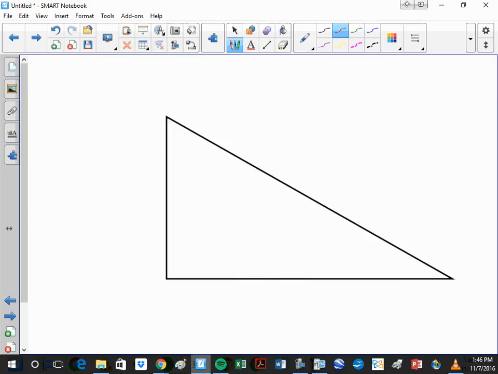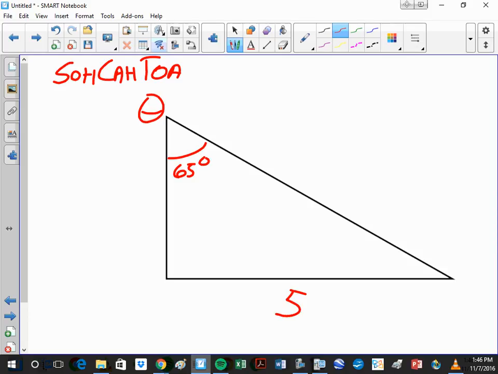All right, let's do one more, and then you can do your assignment. Let's say that this is 65 degrees. We'll call that theta, and that side is 5. How would I calculate x? What trig ratio would I need to pick in order to find x? Sine, cosine, or tangent?